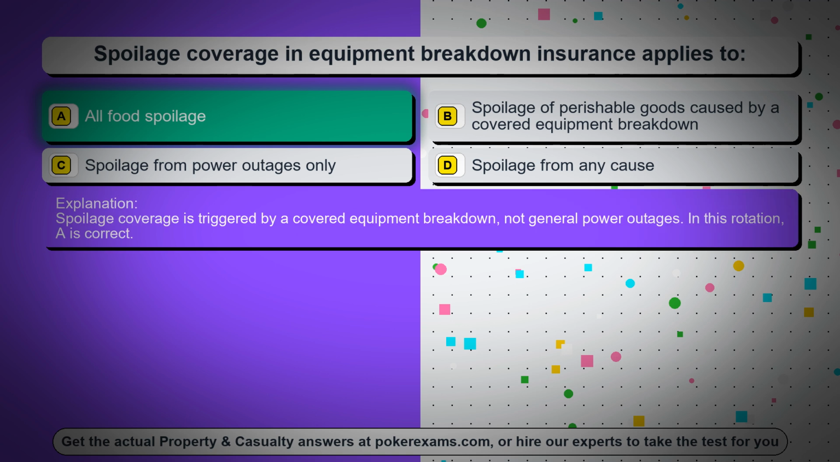Spoilage coverage is triggered by a covered equipment breakdown, not general power outages. In this rotation, A is correct.